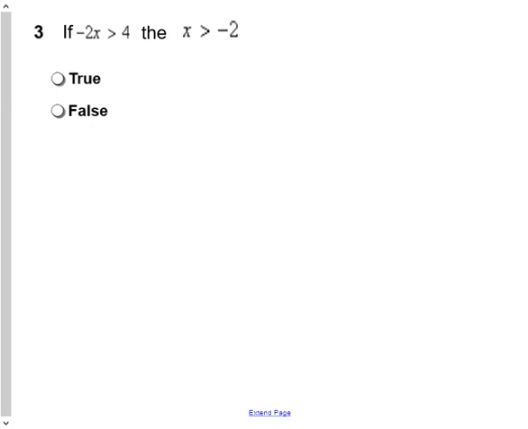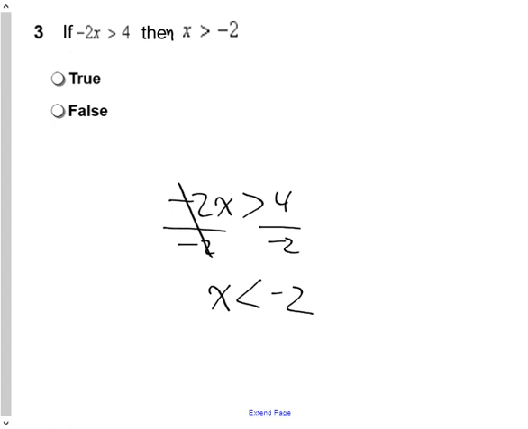Your next question said, if -2x is greater than 4, then x is greater than -2. Is this true or false? So the first thing I can do here, and there's different ways you can do this, is isolate the variable by dividing both sides by -2. The trick is when you multiply or divide both sides by a negative value in an inequality, as you isolate the variable, you must flip your sign. So any value less than -2 would be true for this. And since this says all values greater than -2, and this says all values less than -2, it must be false.